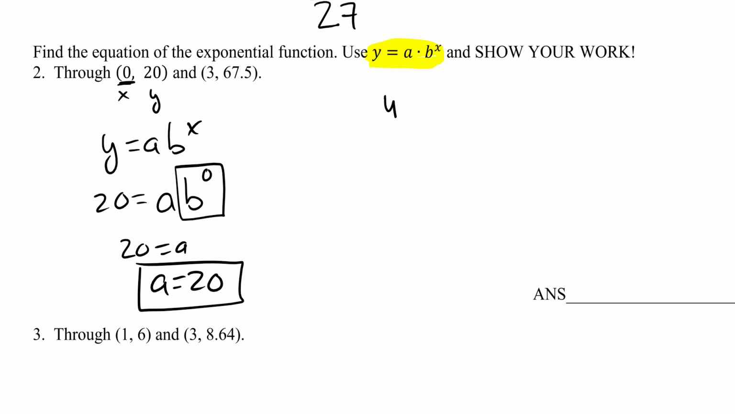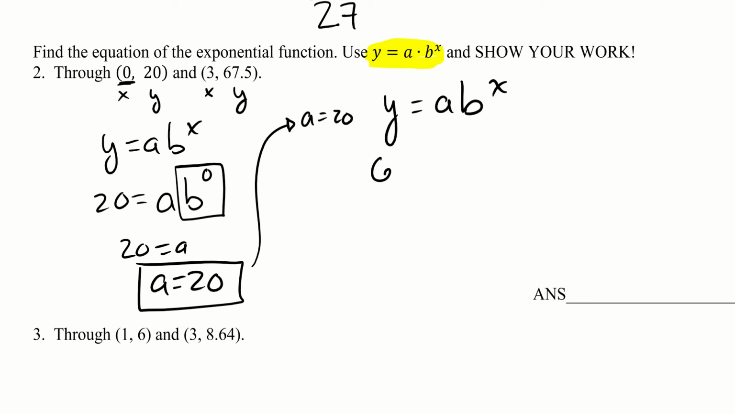I'm going to start with the same equation, right? y equals ab to the x power. And this time I'm going to use this x and this y value. And I'm also going to remember that I know what a is, right? a is 20. So I've got three things I can plug in here. y is 67.5. You can see there's the y value. It's 67.5 equals a, which is 20, times b raised to the third power.